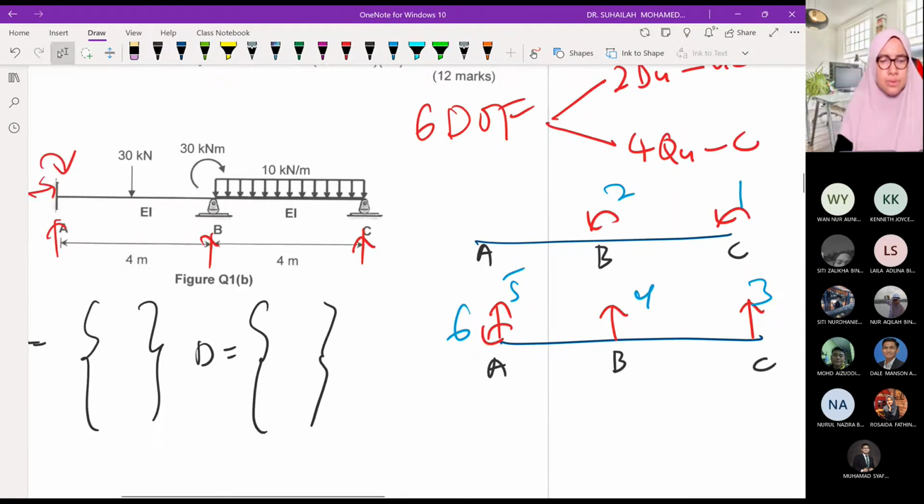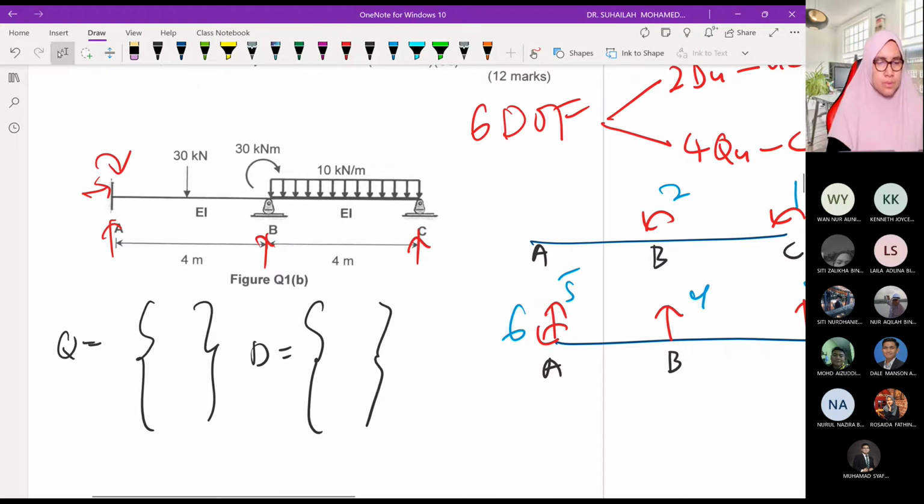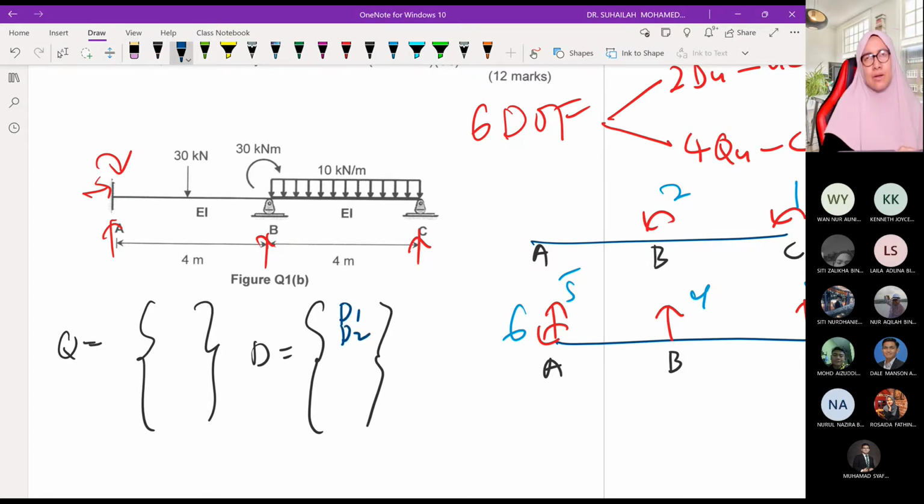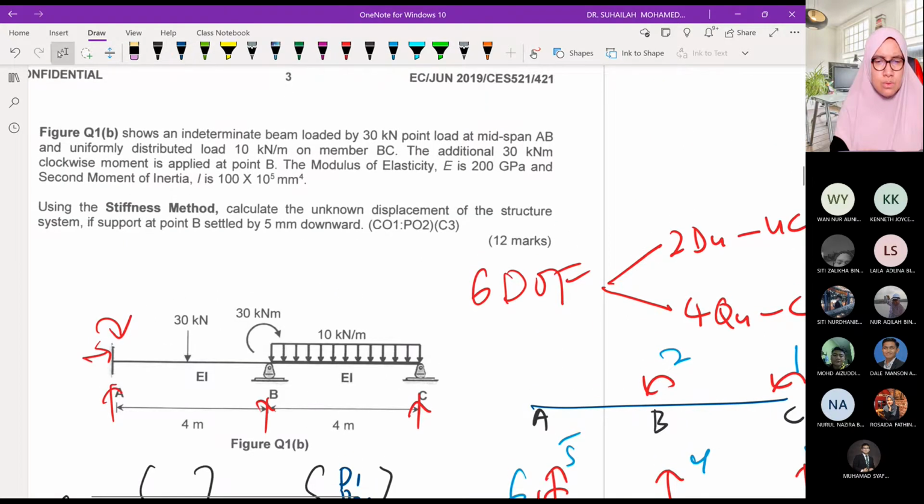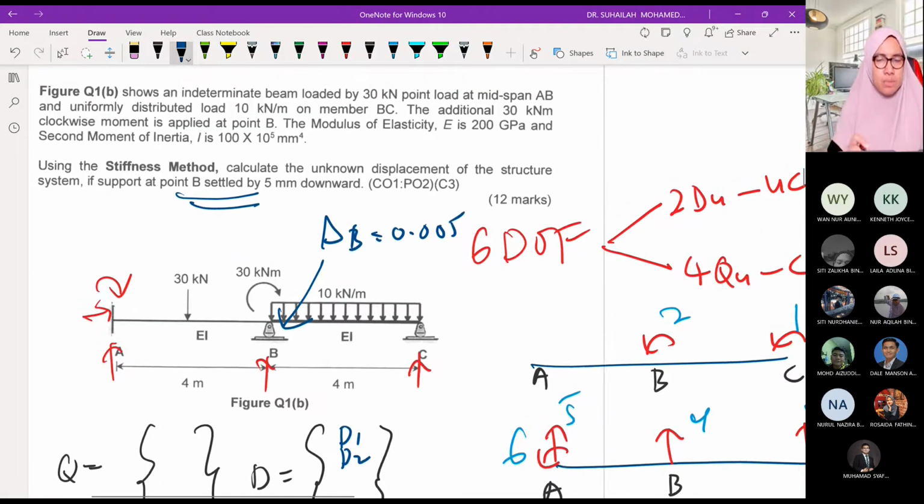So, as usual, here D1 and D2, still unknown. Then it says at B, point B settles. Delta at B settle 0.005, downward.